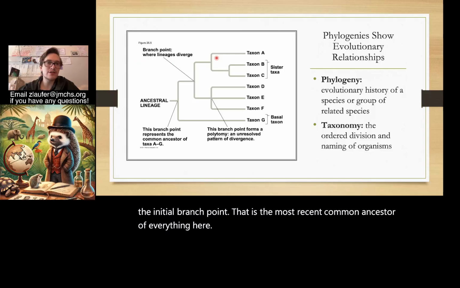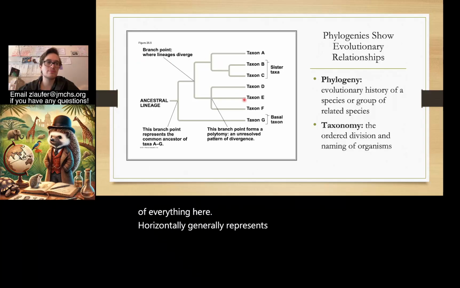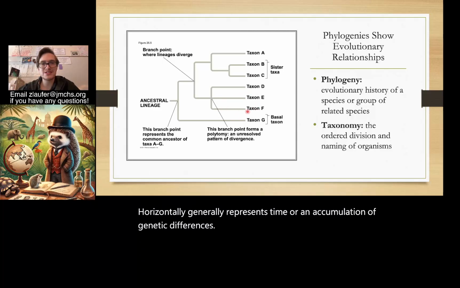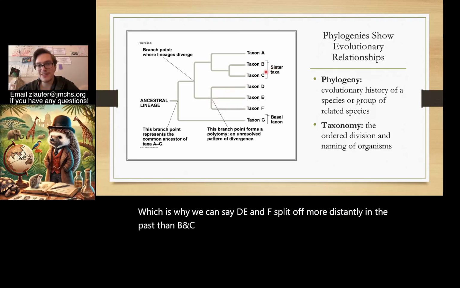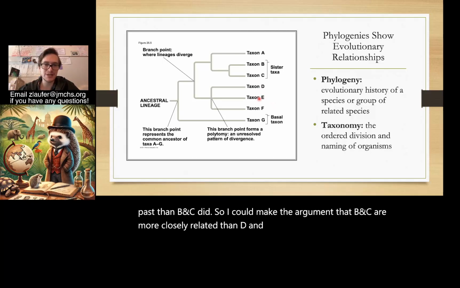Horizontally, generally represents time or an accumulation of genetic differences, which is why we can say D, E, and F split off more distantly in the past than B and C did, so I could make the argument that B and C are more closely related than D and E, for example.